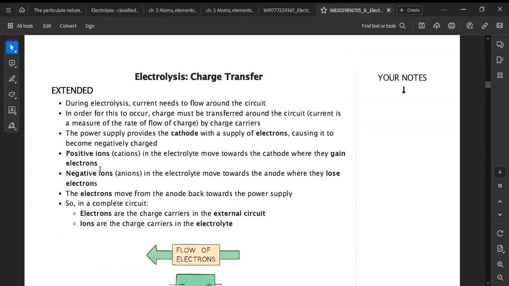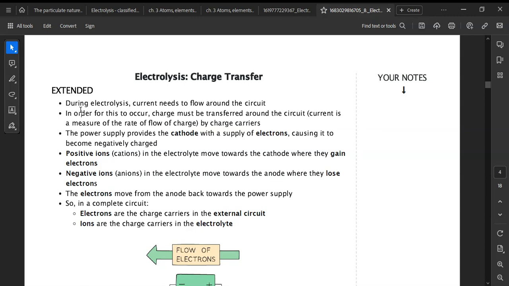Okay, moving on to electrolysis, charge transfer. This one is for extended students only, but if you like, you can still watch it. During electrolysis, current needs to flow around the circuit. In order for this to happen, charge must be transferred around the circuit. Current is a measure of the rate of flow of charge by charge carriers.